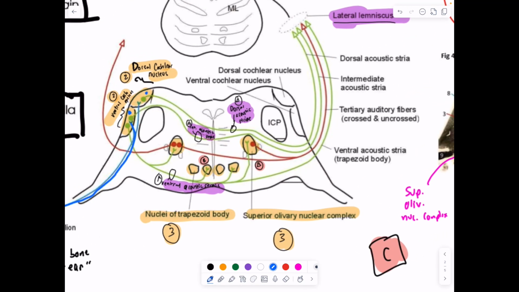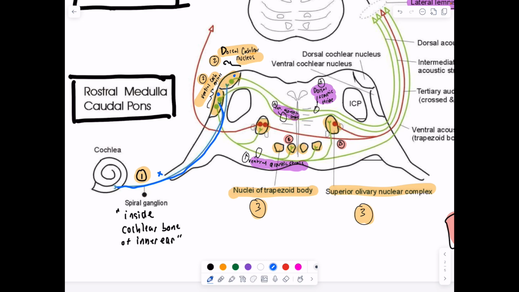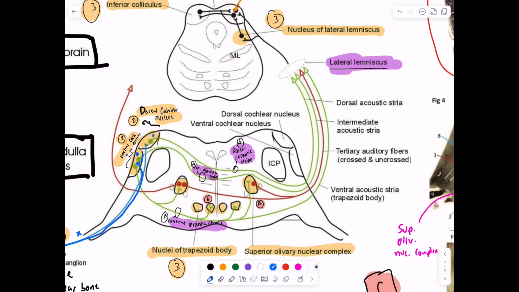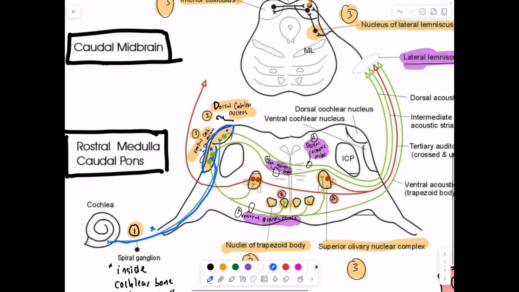So let's take a look at that. So we've come in, our axon of our spiral ganglion comes in, it synapses at the ventral cochlear or the dorsal cochlear nucleus, and this whole region right here is the cochlear nucleus complex on the rostral medulla.